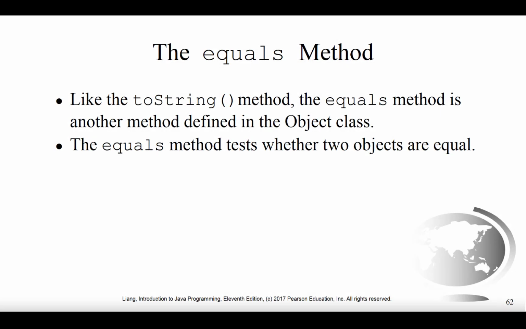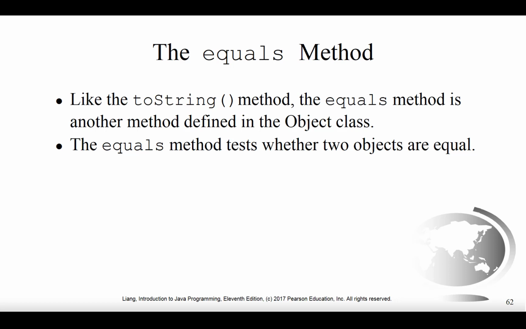Earlier we talked about the toString method that exists in the object class. It turns out that there's also an equals method that exists in the object class. So in other words, we automatically have an equals method available to test whether two objects of the same class presumably are equal or not.